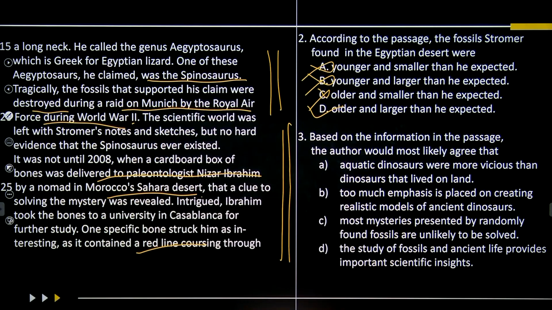I think this is right, because Stromer had already read about it. He has drawn pictures about it. He has made sketches, and he has put some notes. So definitely the study of fossils and ancient life gives scientific insights, because based on that, Ibrahim and his colleagues could make out something better.